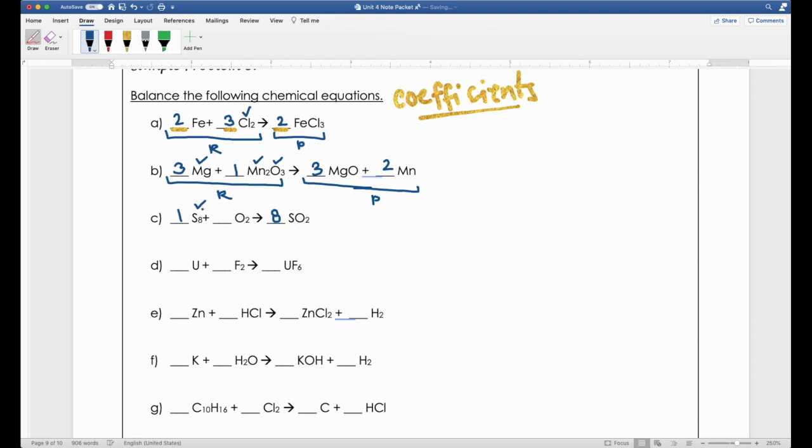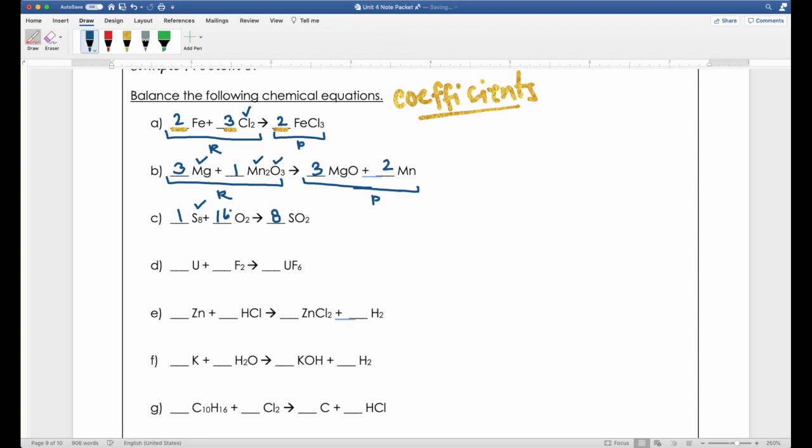Sulfur is now balanced. What coefficient do I need to put here in front of oxygen? Well, in my product side, I have 8 groups of 2, which is 16. I also need 16 here. And what a lot of students will do is they won't think twice about it and they'll put 16 there.